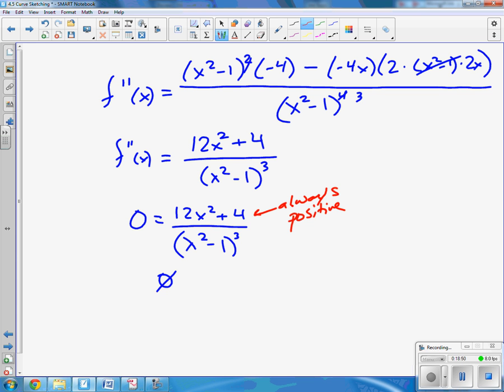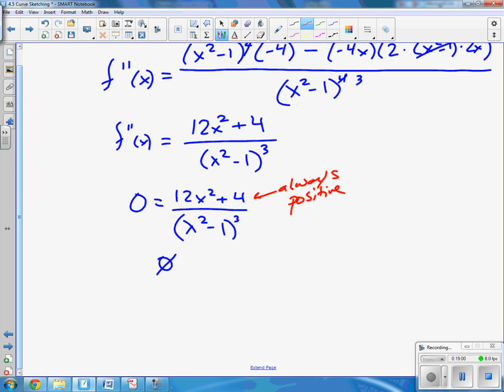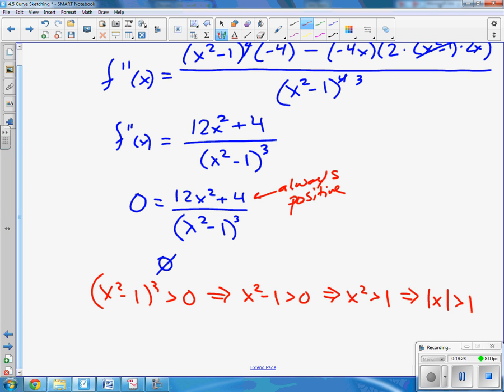So because of that, the denominator is really going to tell me when the whole fraction, the whole function here, is positive or negative. All right, so let me put this down below. I know that x squared minus 1 cubed, the denominator, is going to be greater than 0 when x squared minus 1 is greater than 0. Okay, and then that means x squared has to be greater than 1, and that happens when the absolute value of x is greater than 1.